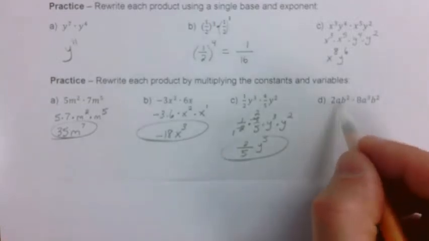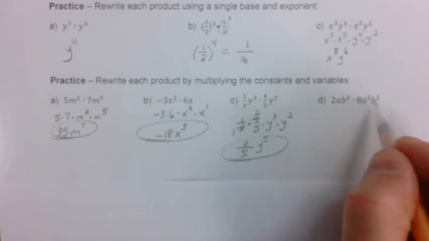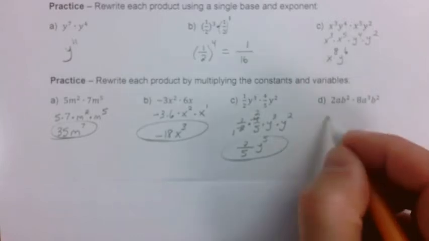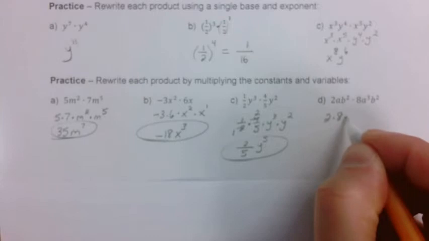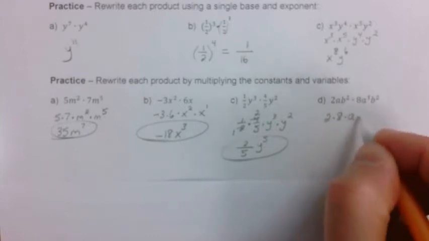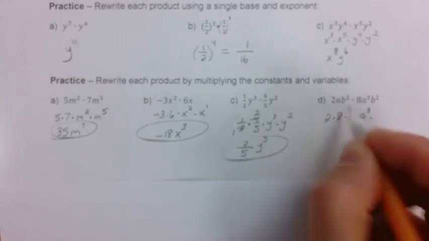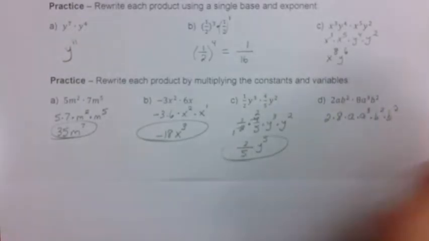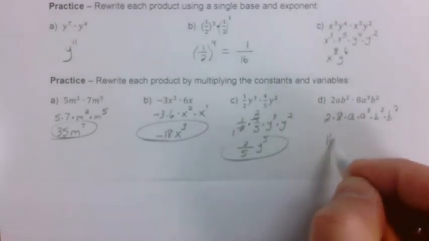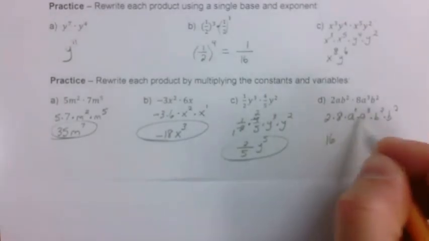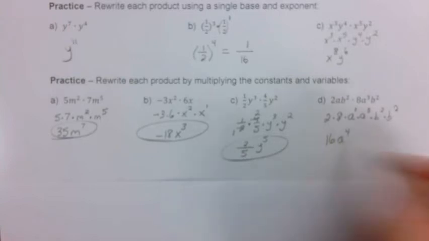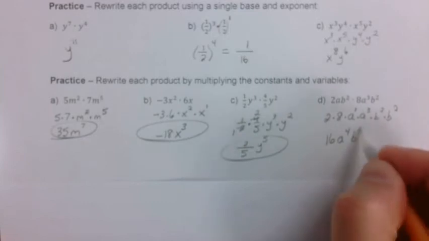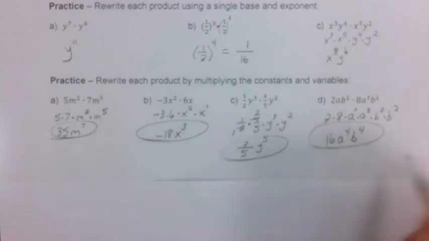And finally, we have 2ab squared times 8a cubed b squared. So we have our constants, 2 times 8, times the a's, a times a to the third, times the b's, b squared times another b squared. All right, well, 2 times 8 makes 16. A, which is a to the first, times a to the third is a to the fourth power. And b squared times b squared, well, that's b to the fourth power. 16, a to the fourth, b to the fourth.